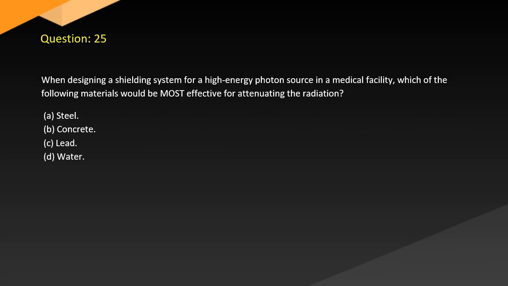Question 25. When designing a shielding system for a high-energy photon source in a medical facility, which of the following materials would be most effective for attenuating the radiation? A. Steel. B. Concrete. C. Lead. D. Water.